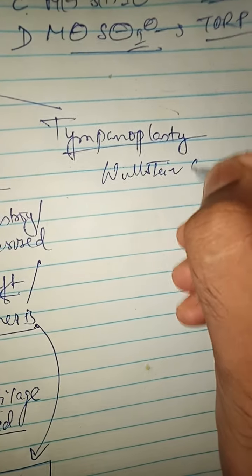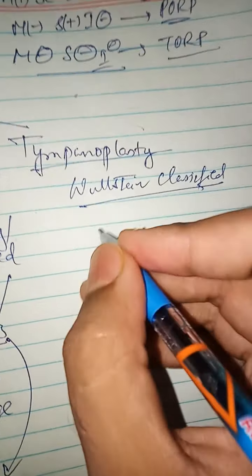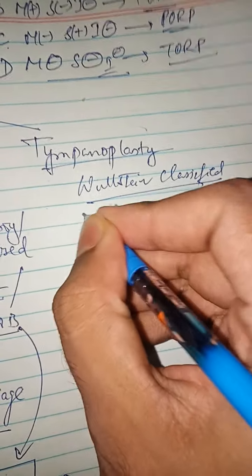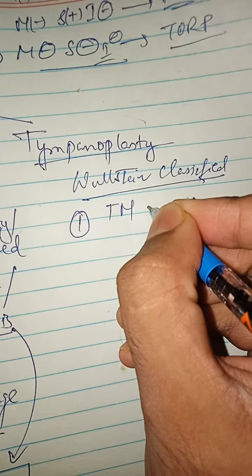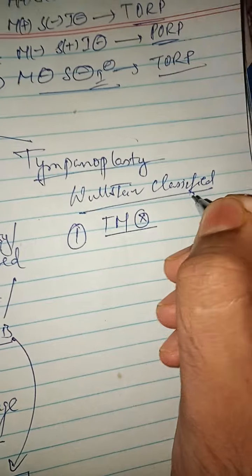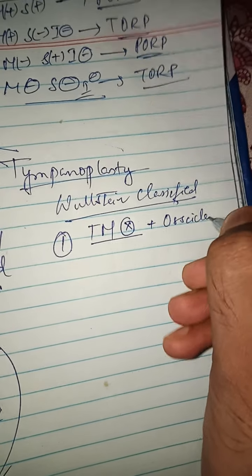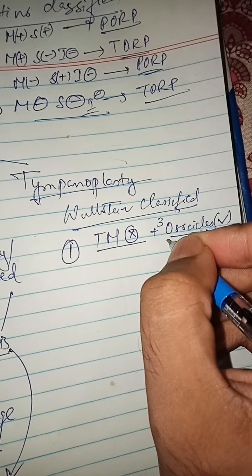classified tympanoplasty into 5 categories, 5 types. Type 1 tympanoplasty, where the tympanic membrane is perforated, means there is no tympanic membrane, but ossicles are intact. All the 3 ossicles are intact.